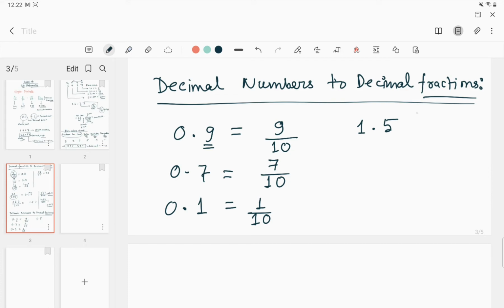Only one. So simply at first write down the number 15 without the decimal, then put 10 in the denominator, because after the decimal place there is only one number. So it is 15 by 10.